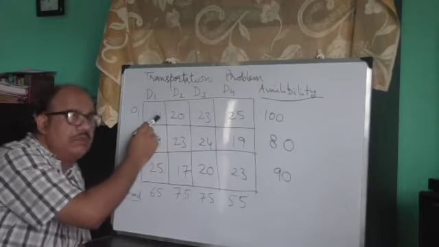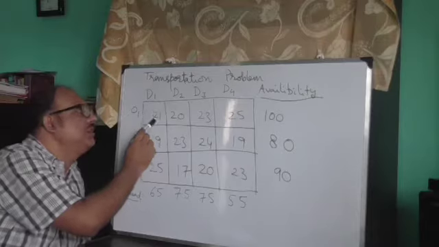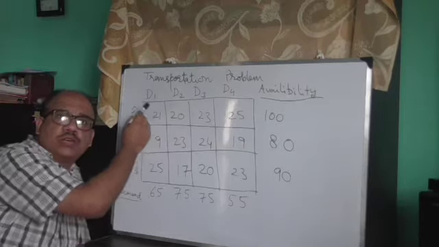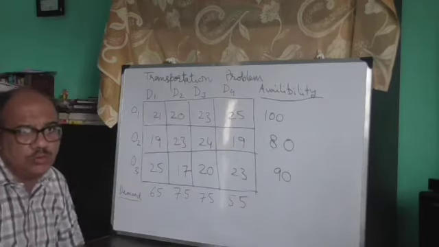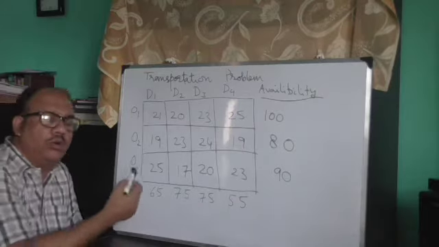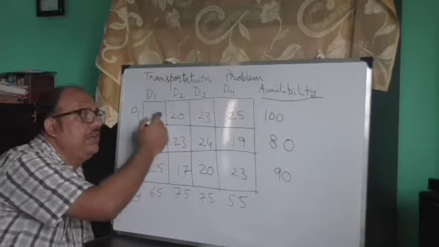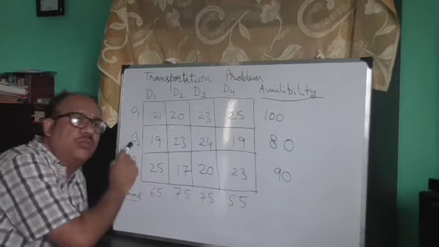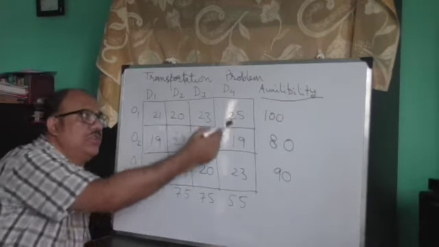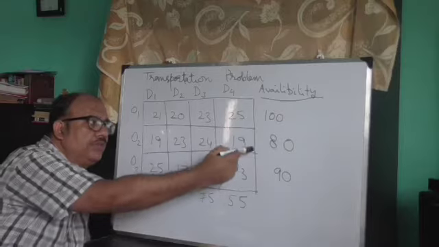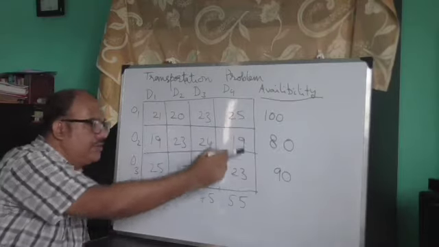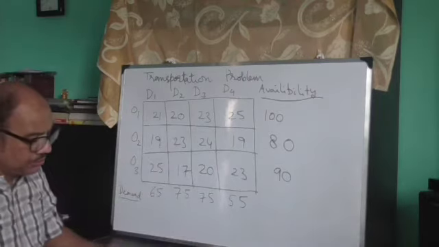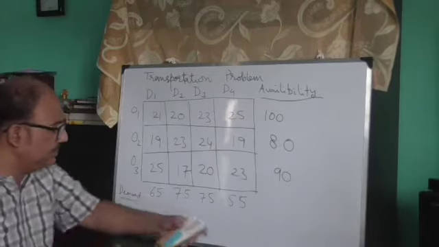So here 21 means if you are transporting 1 unit from origin 1 to destination 1, the per unit transportation cost is 21 units, maybe 21 rupees, 21 paise. Whatever be the case, every cost is in the same denomination. So 19 means the cost of transporting from origin 2 to destination 4. So this matrix gives you the transportation costs from different origins to different destinations.